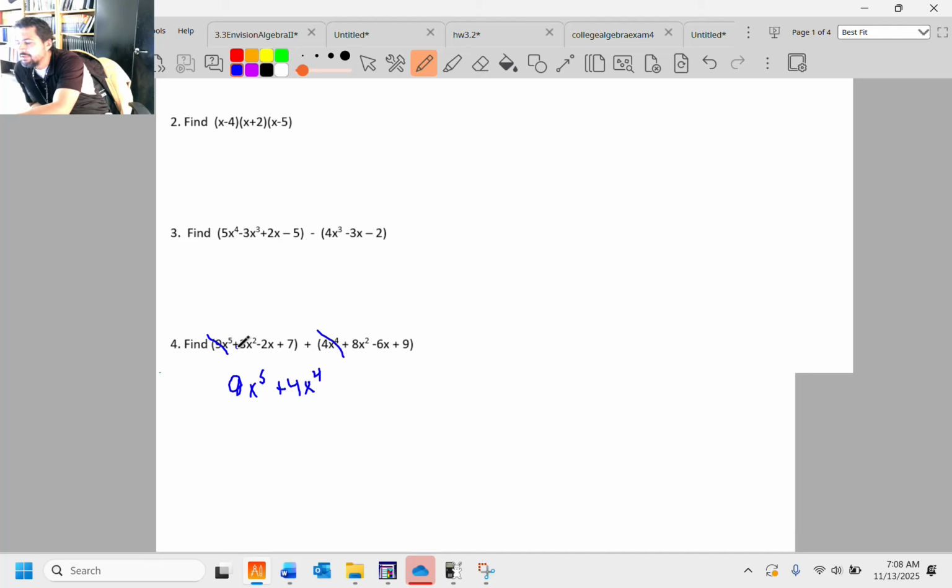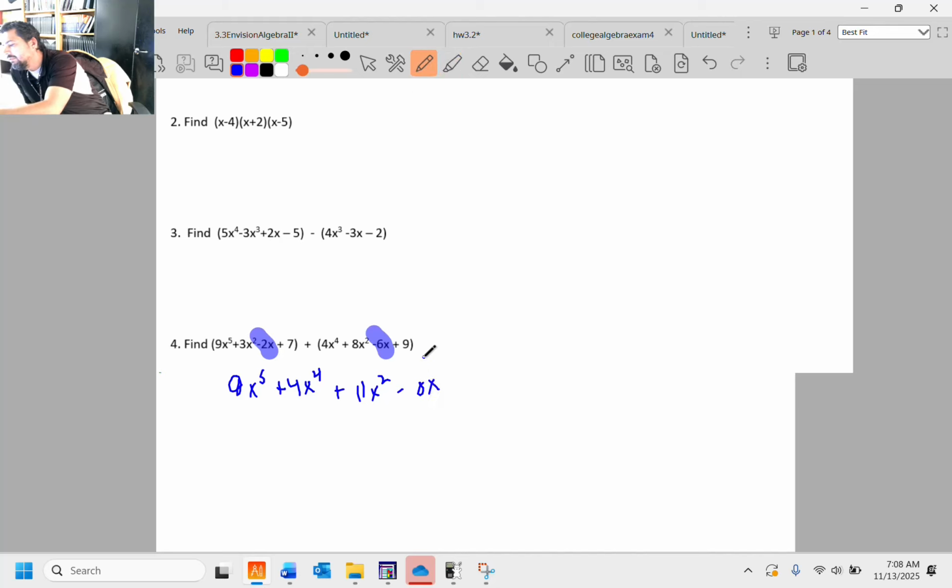So I like to mark things off as I go. So now I'm here. I'm at the 3x squared and the 8x squared, which is 11. And some kids did not realize it was 11. What else do I have here? I have a negative 2x and a negative 6x. And if I put those together, I have a negative 8x.